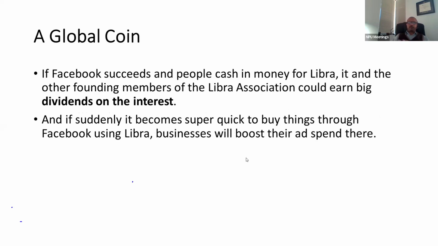The companies who will invest in this and be part of this one will get their revenue from dividends on the interest. Because if I want to buy 1,000 Libra, I have to take $1,000 from my account and deposit it with Facebook or with the Libra organization, and it's going to stay there. I'm not going to earn any interest on that. Then they will give me 1,000 Libra. I can take that Libra and buy whatever I want with all the merchants or the companies that will accept Libra. So this is how they look at it.